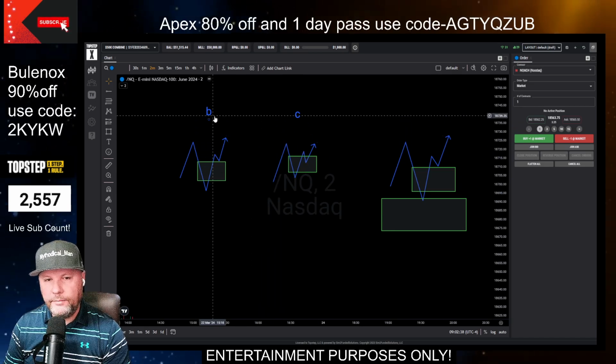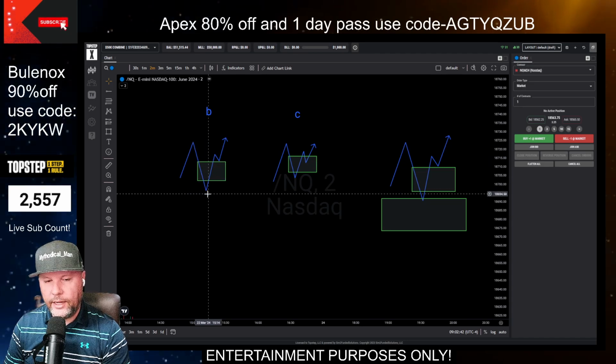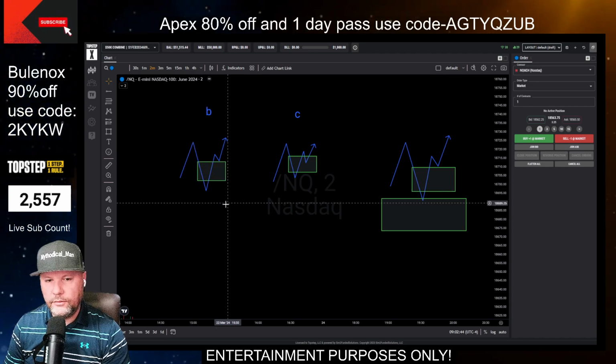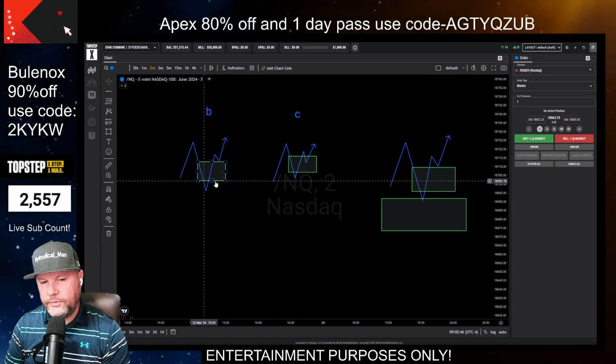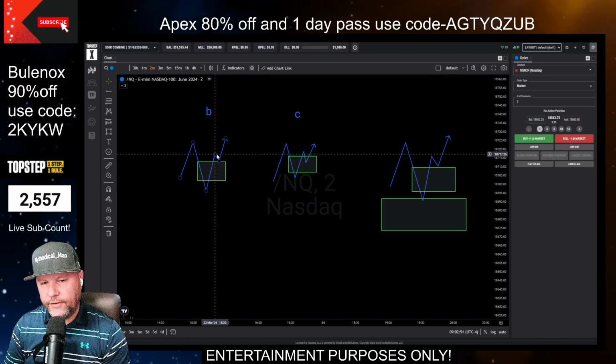So the difference between B and C is simply B sweeps liquidity on the way down or up. This would be reversed for a short. So it sweeps liquidity, leaves a fair value gap. We close back above the fair value gap.